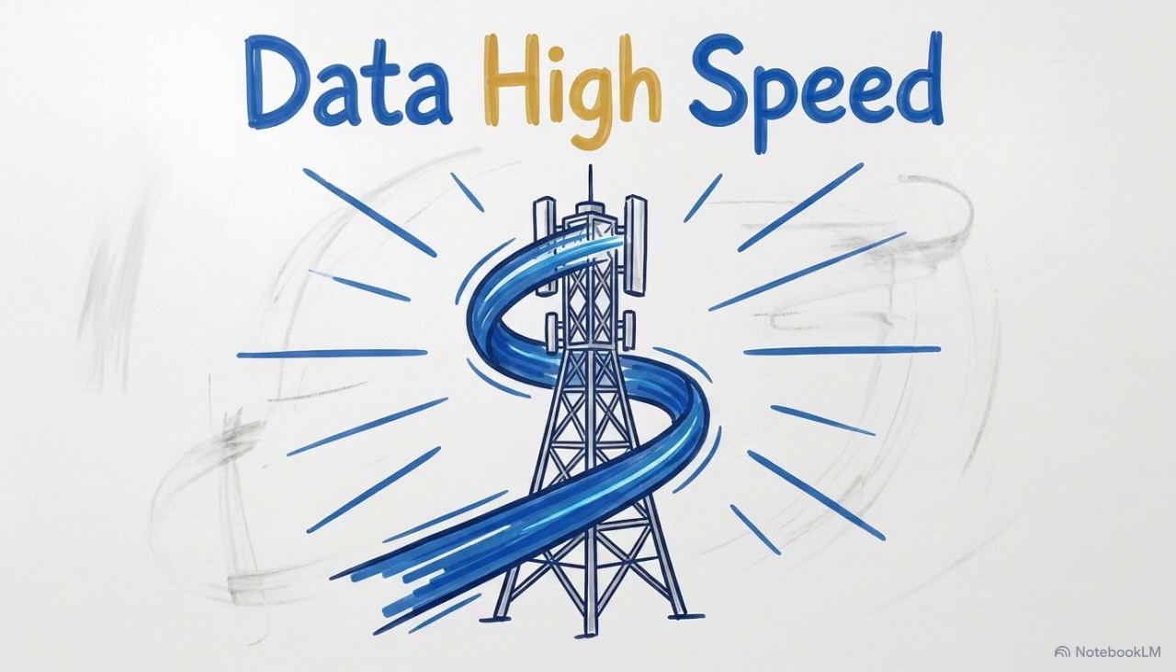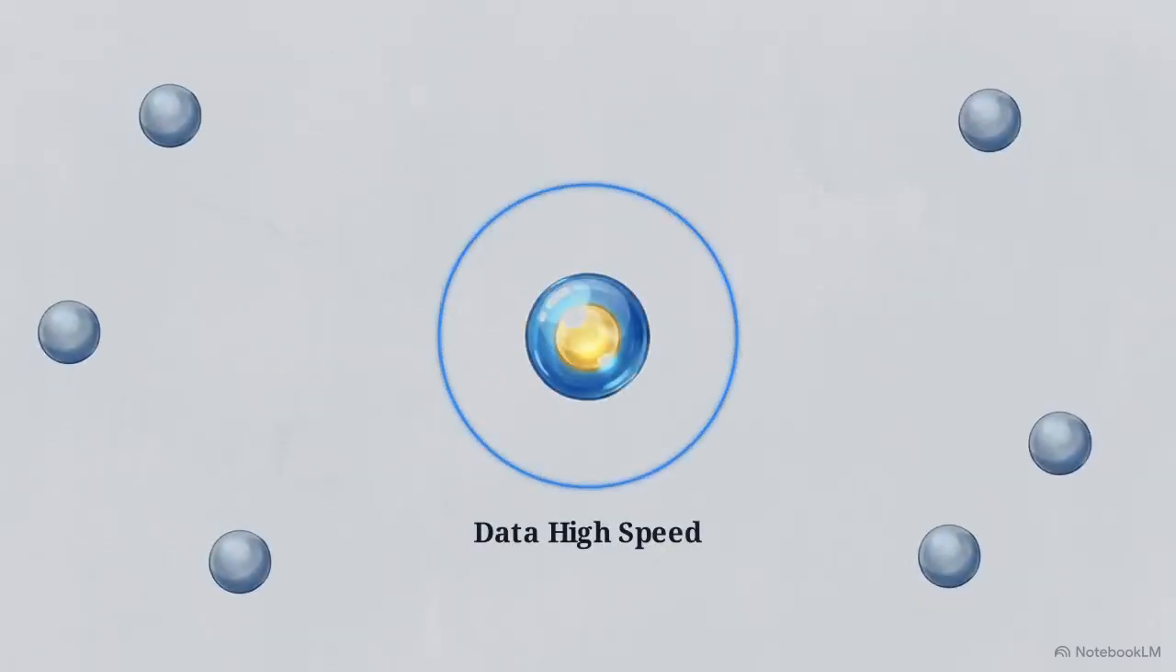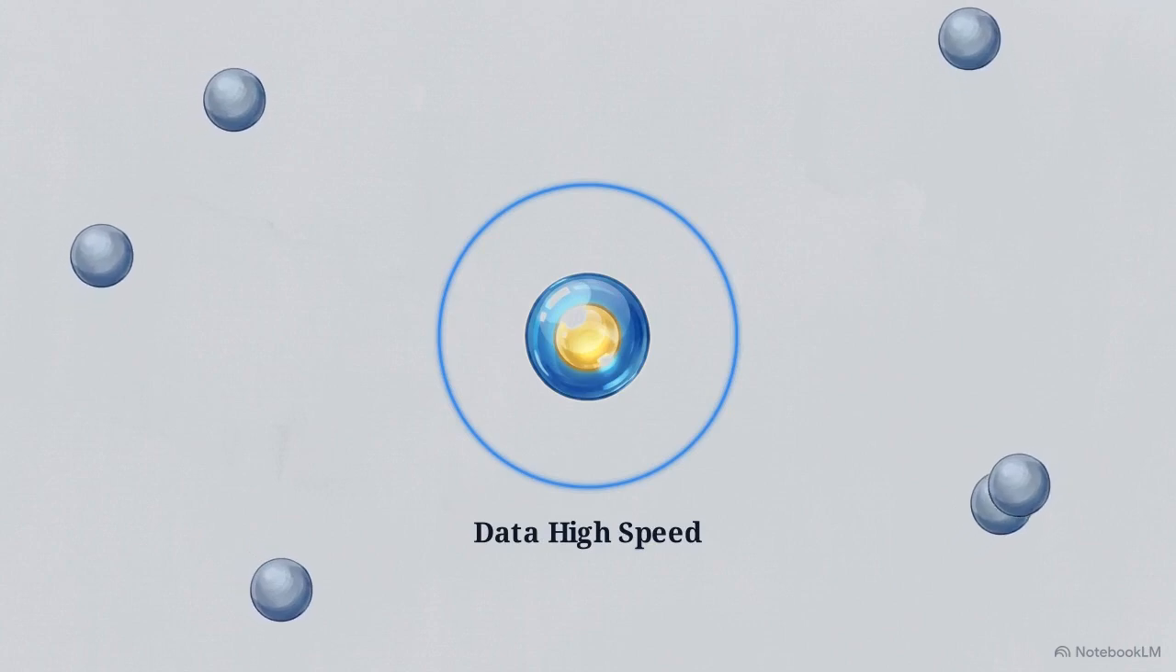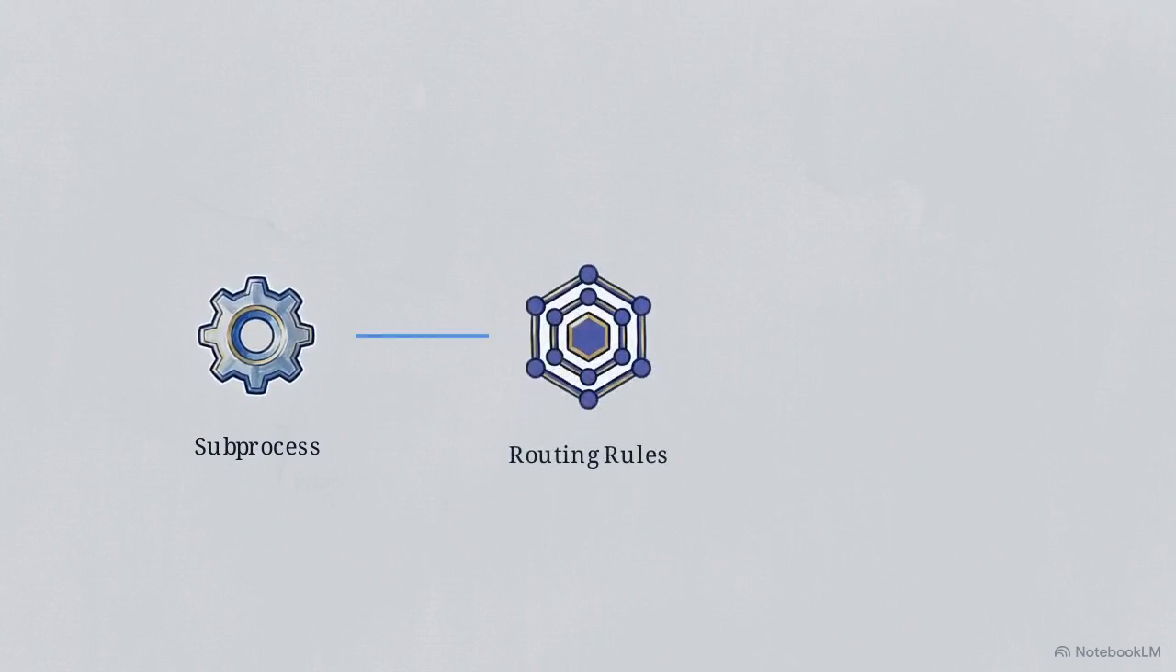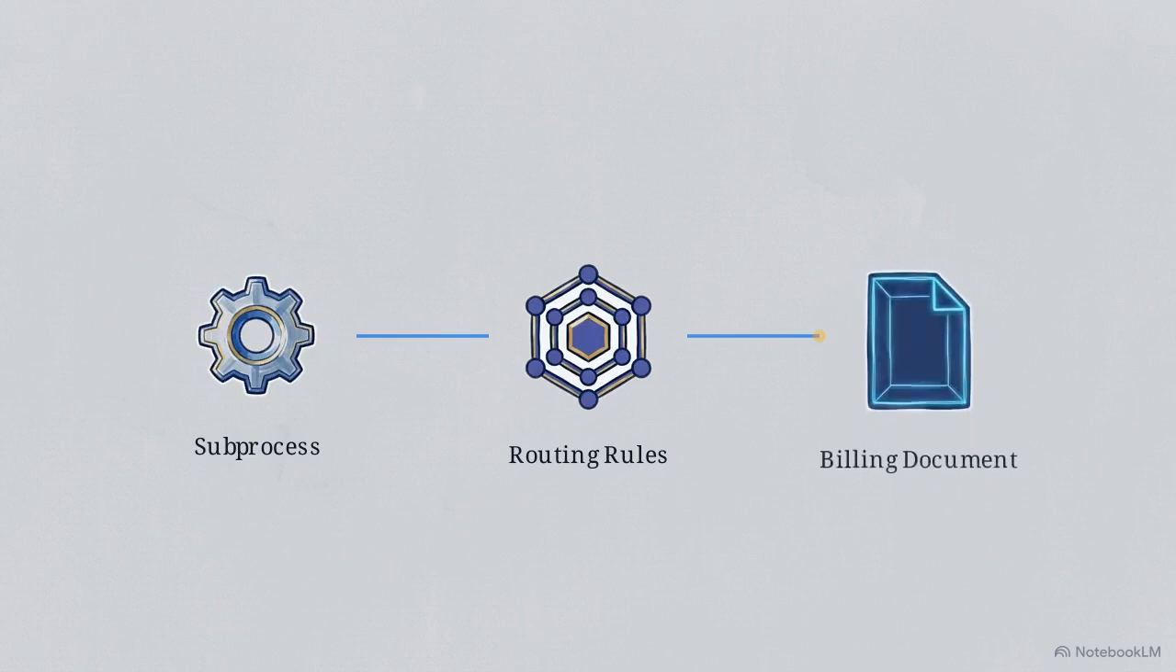Your company is launching Data High Speed, a new product line that requires a specific, customized billing schedule. To support this launch, we need a way to isolate these charges from standard operations. Over the next few minutes, we are going to build a custom billing subprocess from scratch, establish the precise routing rules for the data, and generate a real finalized billing document in SAP Convergent Invoicing.